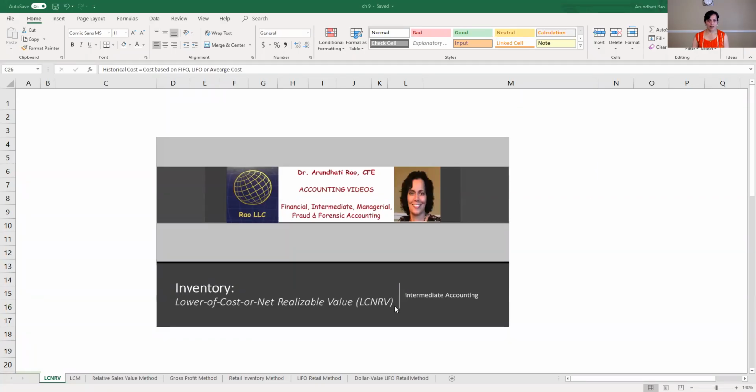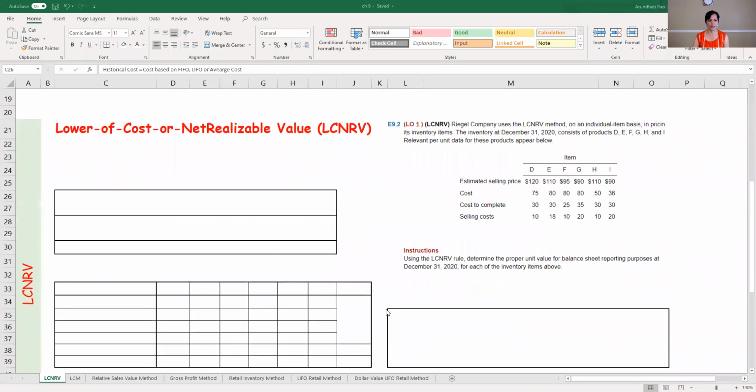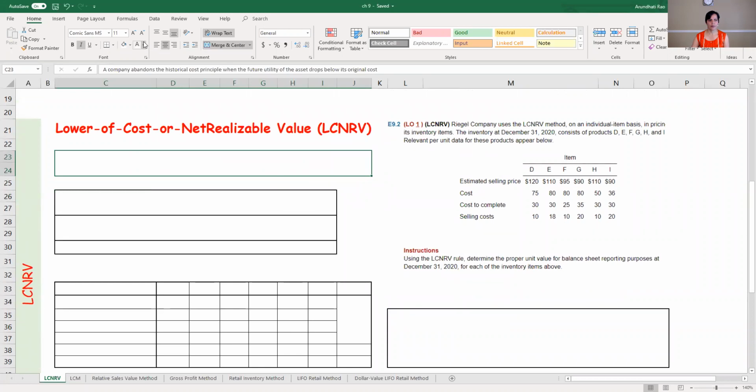So this is an intermediate accounting topic, and let's see what we are dealing with over here. I will work through an exercise with you, but let's first talk about the topic at hand. A company needs to abandon the historical cost principle. Historical cost principle is we record our inventory at the purchase price. That needs to be abandoned when the future utility of the asset drops below its original cost. Future utility being revenue generation. I need to sell the inventory.